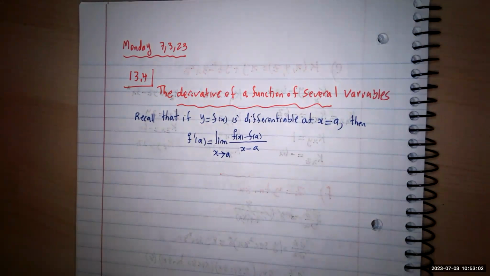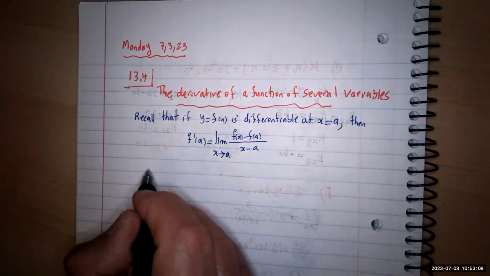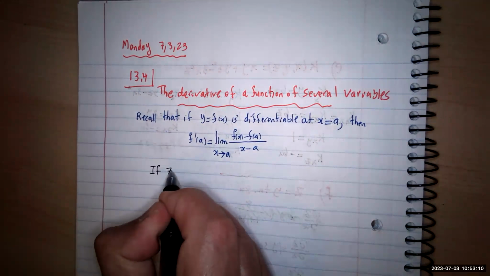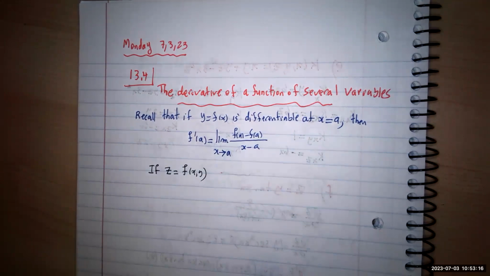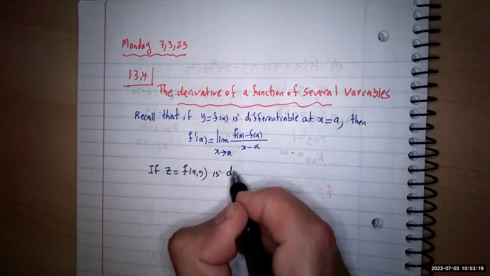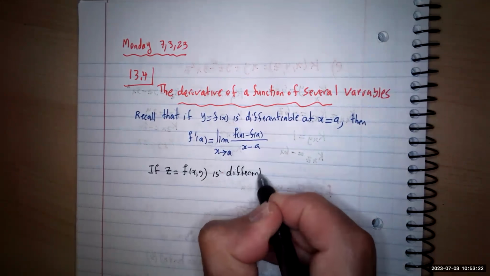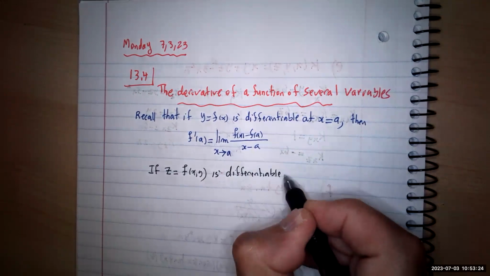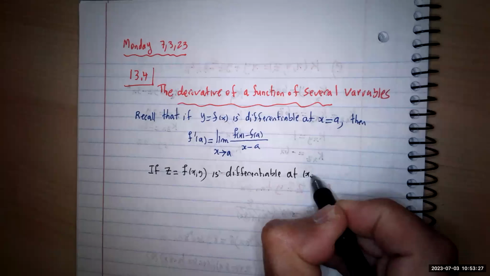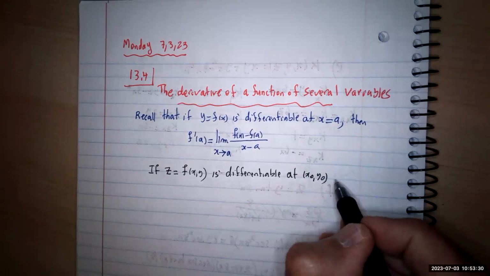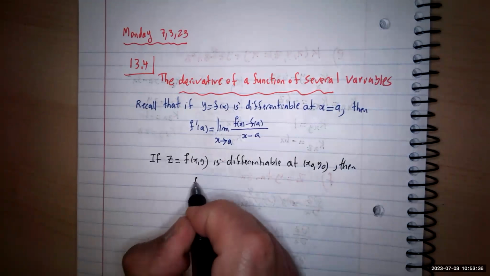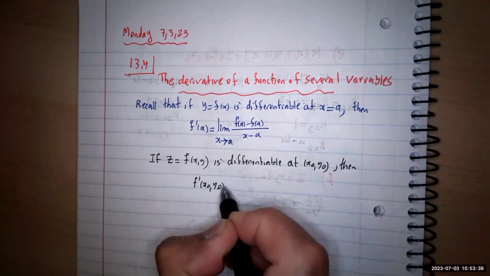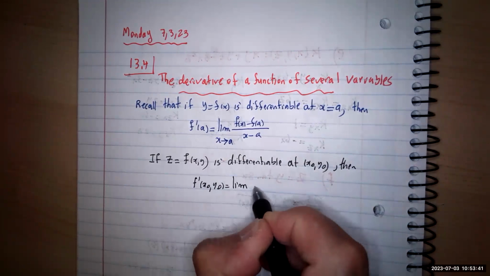So if you want to copy this one, let's see how far you can go and what's going to be the difficulty. You have to go with the function z equal to f of x comma y. So you can say that it is differentiable, and your point is going to be x0, y0. Then you expect to write the similar thing. So you may expect to write f prime of x0, y0 is going to be the limit of the same thing.